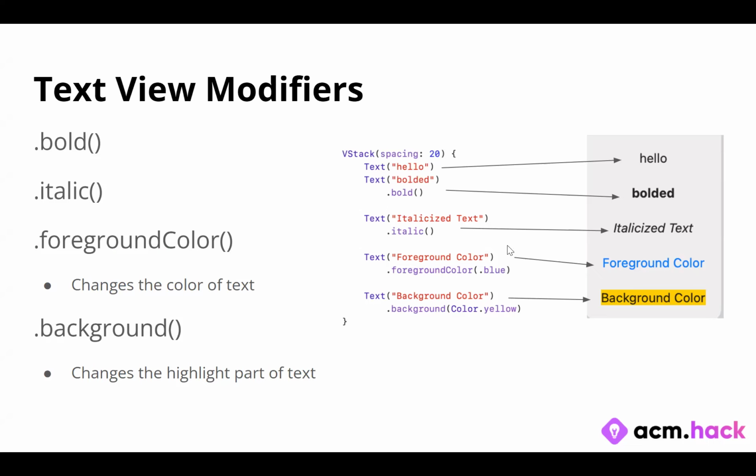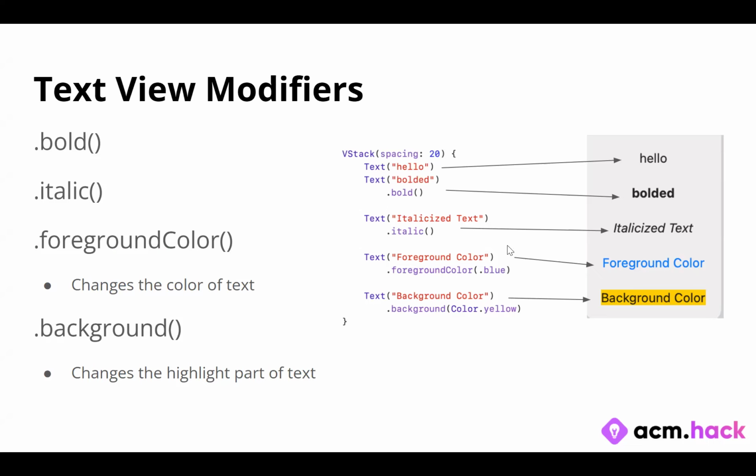So we have some image view modifiers here. Basically, if you do dot resizable under image view, it'll create a resizable image so you can change it later if you want to. We have dot scale to fit. Basically, it resizes the image to the screen width. We have dot scale to fill, which changes the image to the screen height.